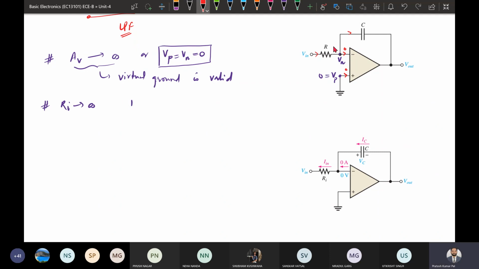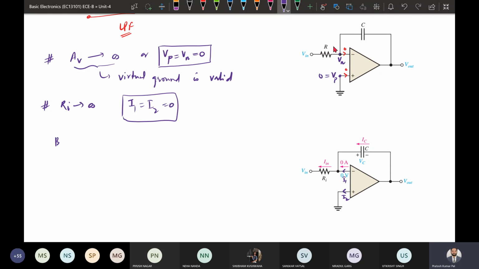Okay. So if the current direction is this way, here IC is there, and the current in this branch inside the operational amplifier will be 0. We have already seen, as R input is infinity or very high, the currents inside it, suppose this is I1 and I2, are equal to 0. This is the assumption we need to make.